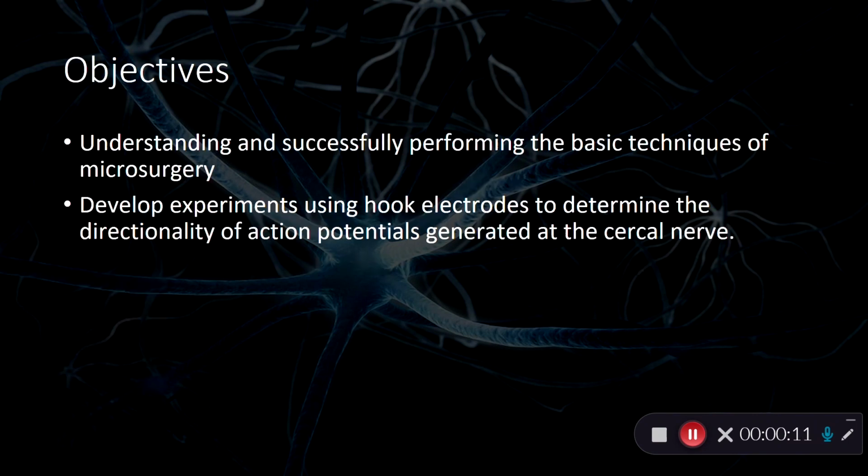Today we're going to talk about Module 5A, the CNS control in cockroaches. This is going to be part 1, and the objectives. First one, we're going to understand and successfully perform a microsurgery. And then we're going to develop an experiment using the hook electrode to determine the directionality of the action potential generated at the cervical nerve.